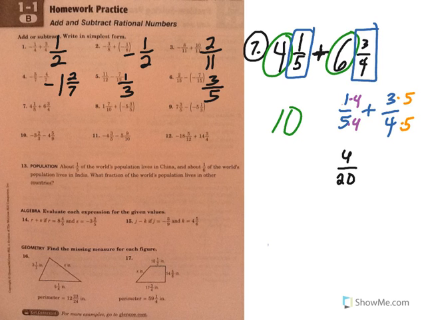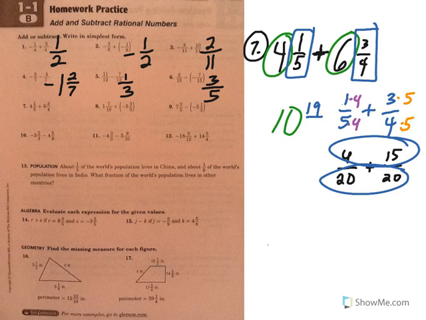giving us 4/20 plus 15/20. Everything is in 20ths. This is 19/20. Easy peasy, lemon squeezy.